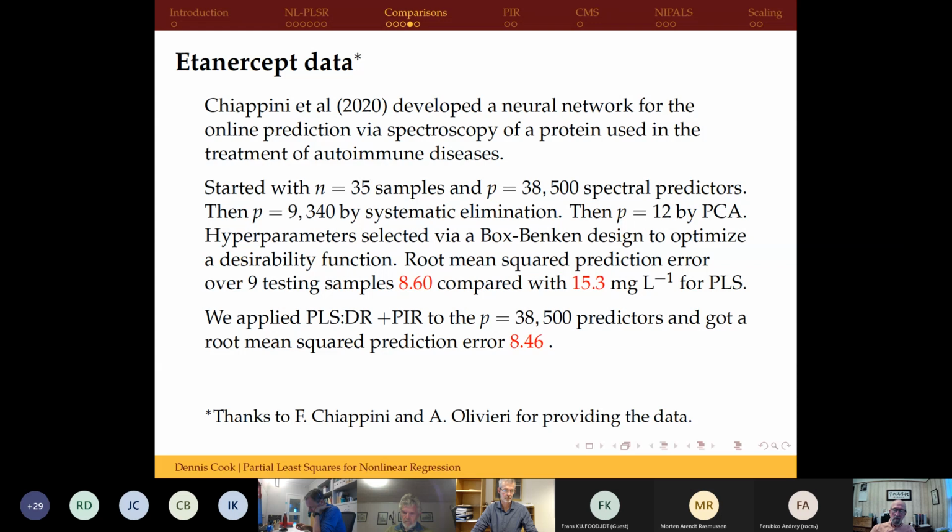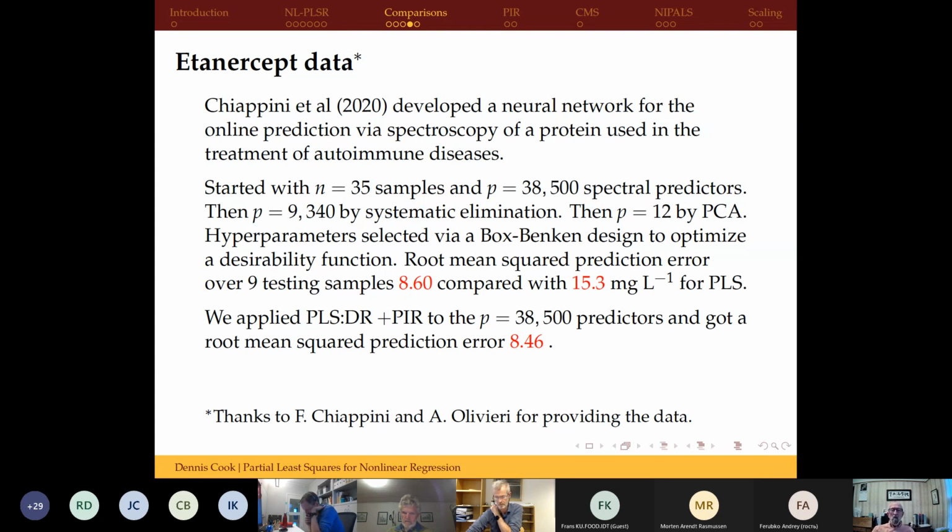The first step they did was they systematically eliminated wavelengths until they got down to some 9,000 predictors. Then from those 9,000 predictors, they applied principal component analysis, and they took the first 12 principal component directions. They used those to create new predictors, and they did 12 of them. So now we're going from 38,000 to 12. Using those 12 predictors and the response, they then determined the hyperparameters in their neural network via a Box-Behnken design to optimize a desirability function that they developed in their paper.